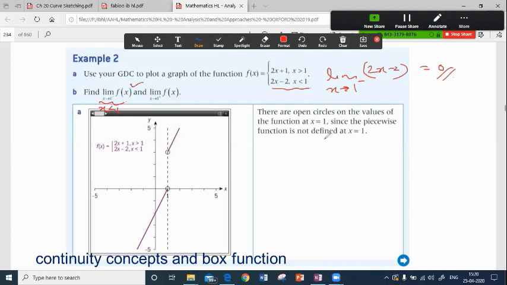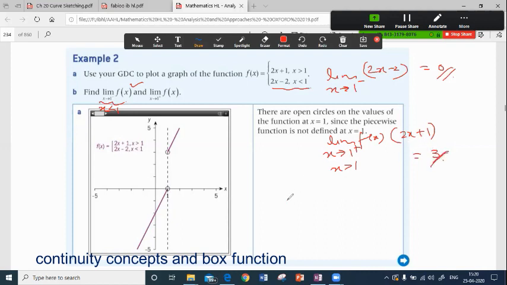Now what about this? If I take limit of f of x as x tends to 1 plus. 1 plus means x greater than 1. For this, which function will you use? You'll use the first function, the 2x plus 1 function. You will get 3.